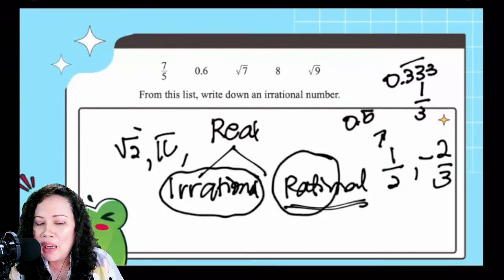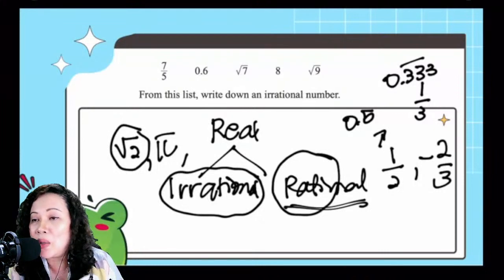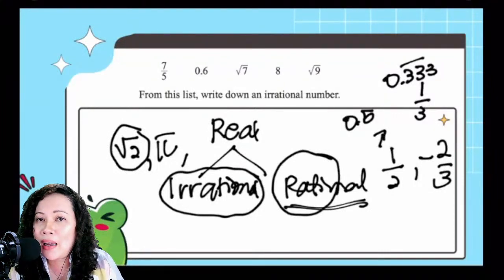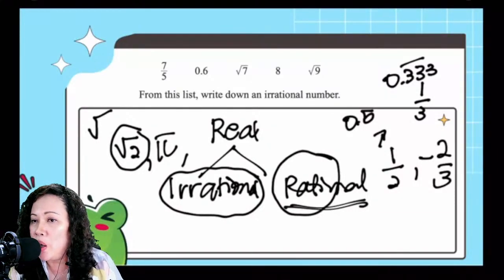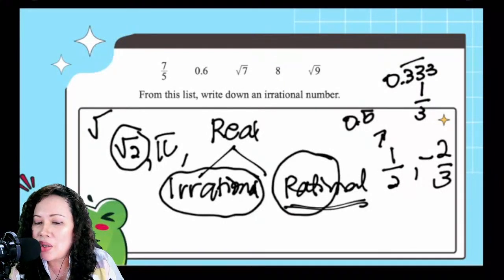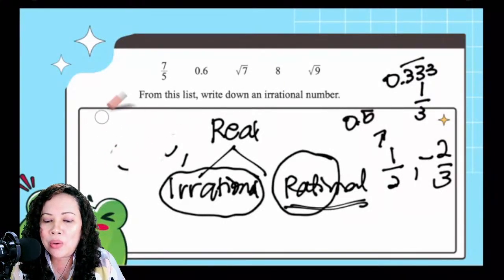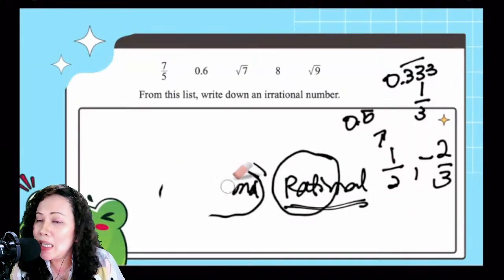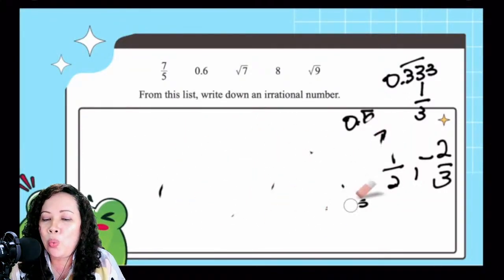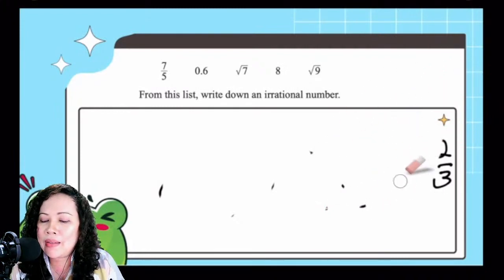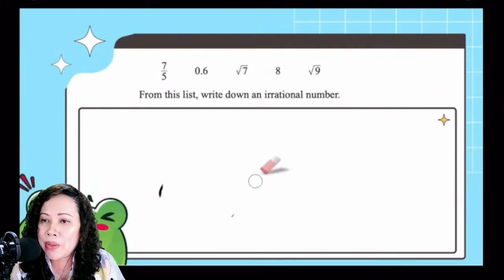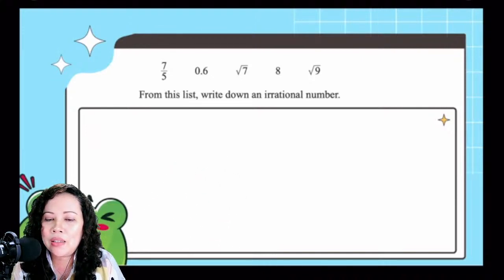Now, you might ask, teacher, is it only square root of 2 that is an irrational number? No. Any square root of a non-perfect number, or your prime numbers, non-perfect numbers, these are considered irrational. So, going back to the question, from the list that you have above, which of the following is or are irrational numbers? All right.